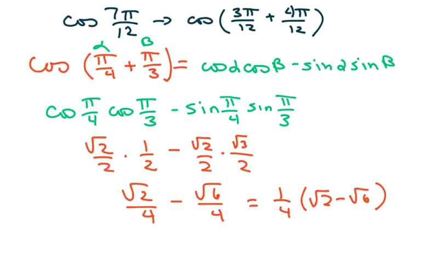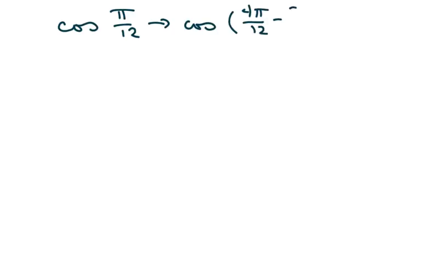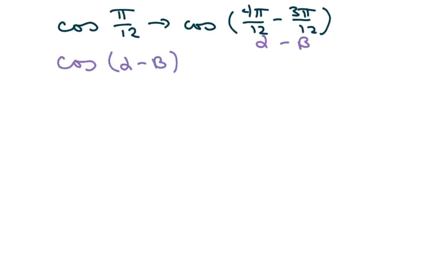Okay. The next one I have is another cosine. So we have cosine of pi over 12. Now in this case, I'm going to rewrite this as cosine of 4 pi over 12 minus 3 pi over 12. This is your alpha minus beta. So the formula for that, cosine of alpha minus beta, equals cosine of alpha, cosine of beta, plus, remember you're changing the signs here, sine of alpha, sine of beta.